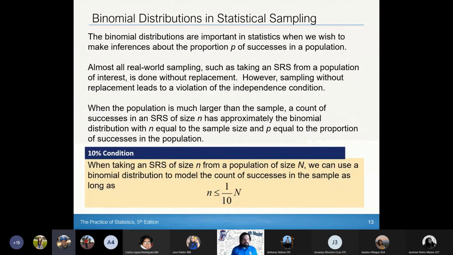To check this, we use what's called the 10% condition. When taking an SRS of size n from a population of size capital N, we can use a binomial distribution to model the count of successes in the sample as long as the size of the SRS, the random sample, is less than or equal to 1/10 of the size of the population, or less than or equal to 10% of the population. Right? As long as it's smaller than that, we can use the binomial distribution.